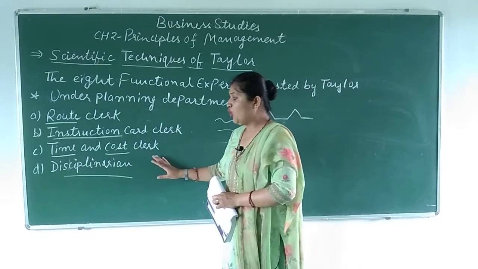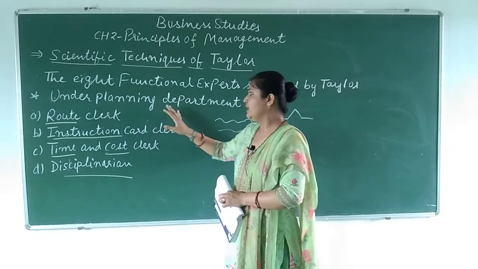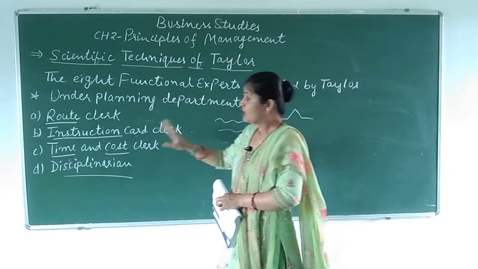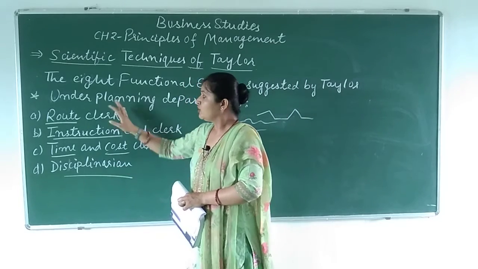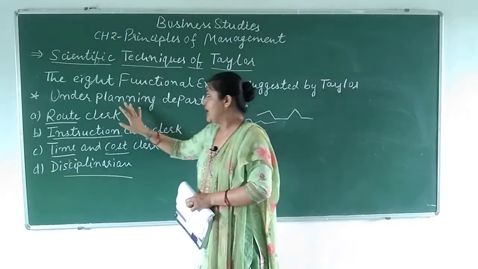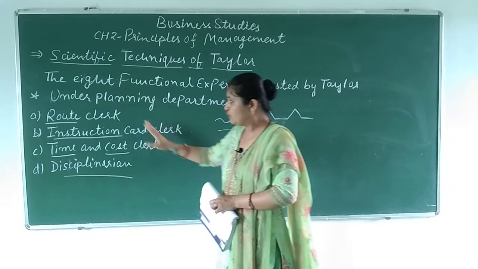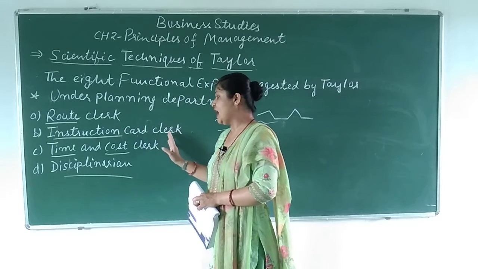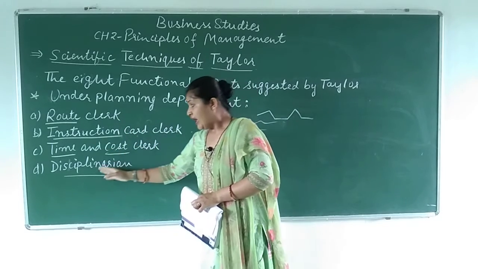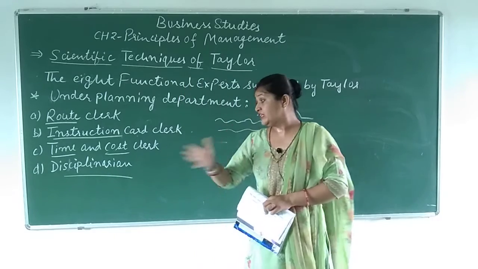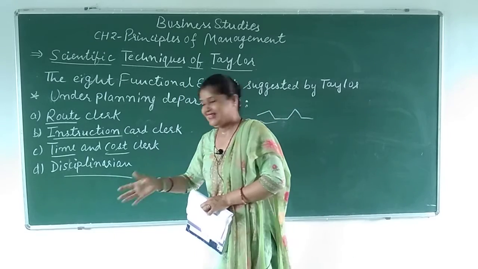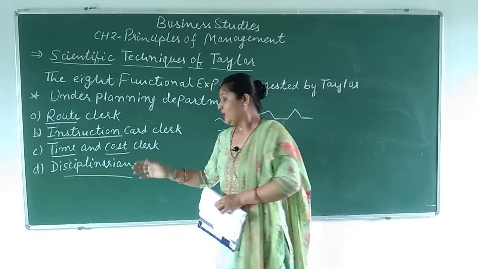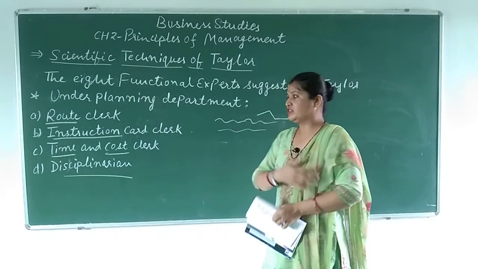So these four steps are there under the planning department, right? These are the 8 functional experts suggested by Taylor. Out of the 4 we have done the first, which is under the planning department. Under the planning department these 4 experts come: route clerk, instruction card clerk, time and cost clerk, and the fourth one is disciplinarian. So these are the 4 experts.